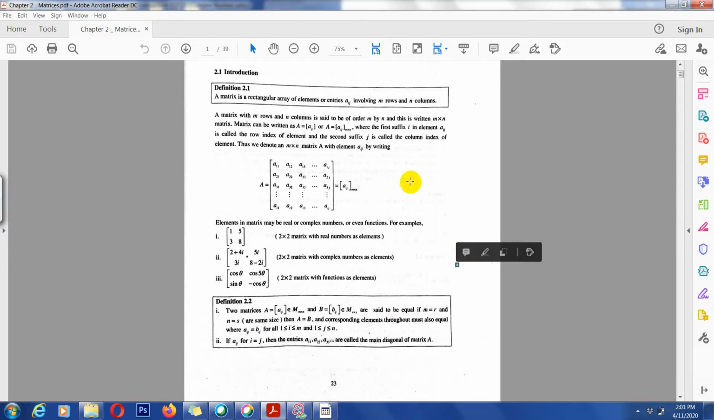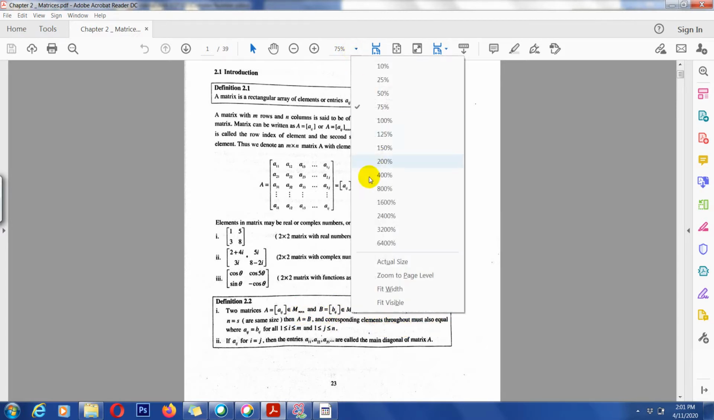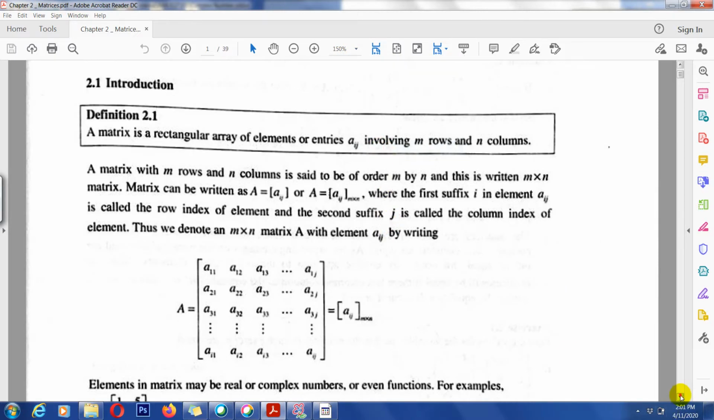Here we have types of matrices: 2 by 2, 3 by 3, and many other types. Now, what is this about? Is it about diagonal matrices? What is a diagonal matrix? If we have two matrices, A as an m by n matrix, and B of the same size, then we say they are equal if m and n are the same. What is m?